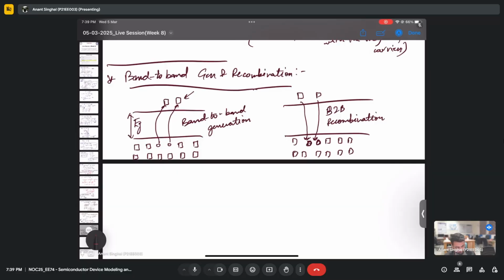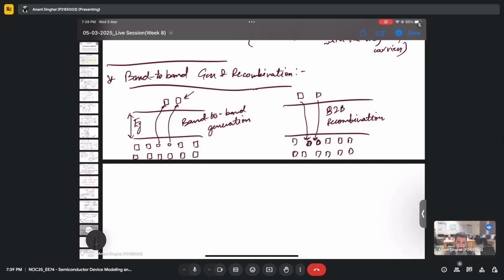So I have given a very basic example. I have considered a direct band gap semiconductor, which is in thermal equilibrium. And now, how does it happen that these electrons are moving from valence to conduction? We need to apply some energy.